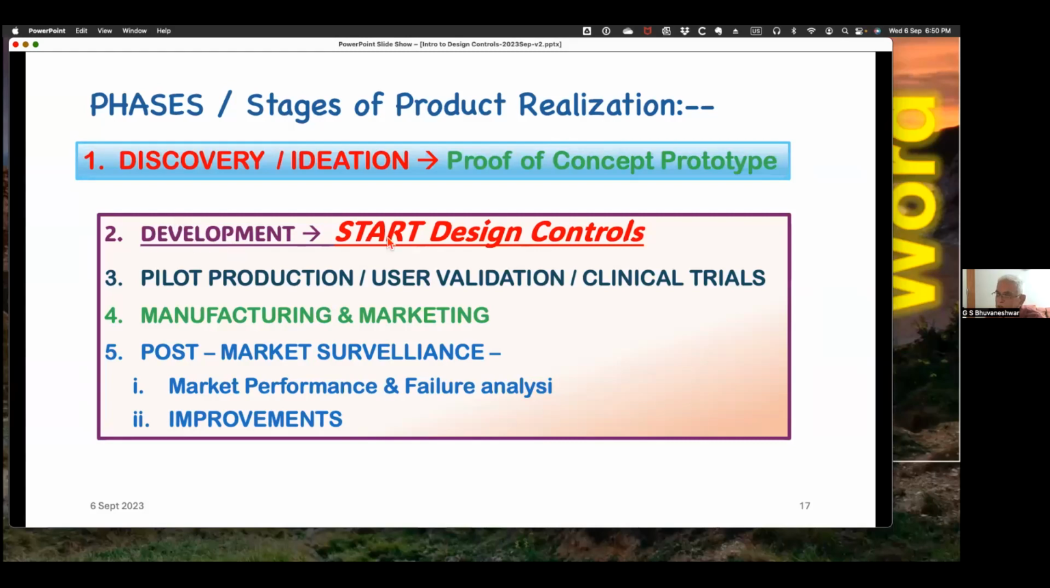So the second block is where all the regulatory requirements apply, all the ISO 13485 requirements apply, and where you need to maintain all the documentation. And this is when you need to start your controls and apply design controls throughout the whole process.